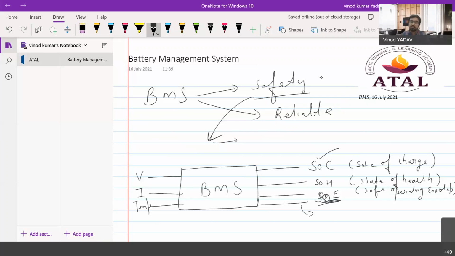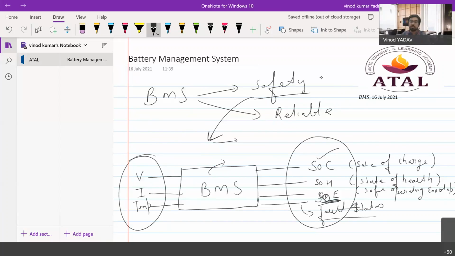So the last one is the fault and fault status, where we have to look for over voltage, under voltage, and over thermal limit faults. So with these three parameters, the BMS runs some algorithm, and it comes up with these four statuses that define the nature of the battery. So one by one, I will try to discuss each.